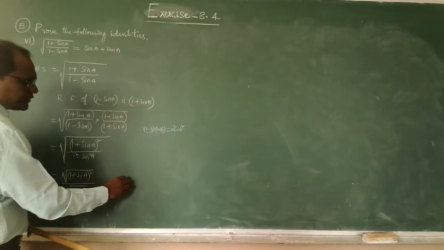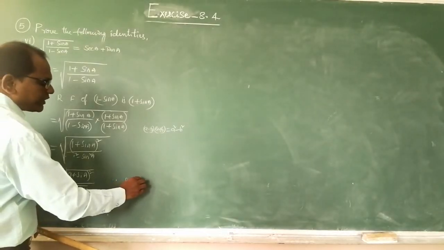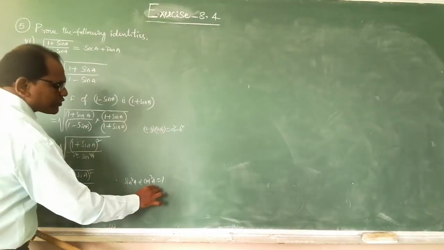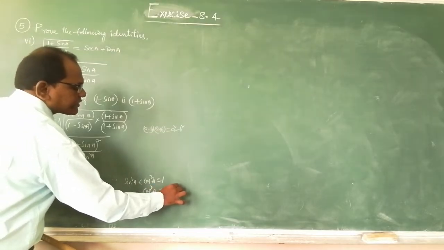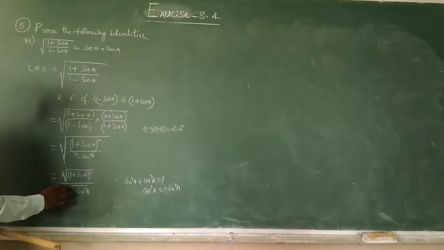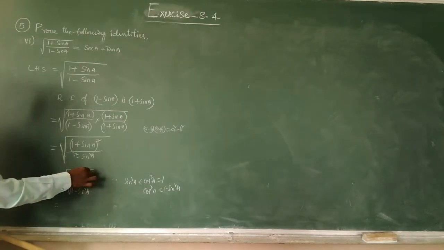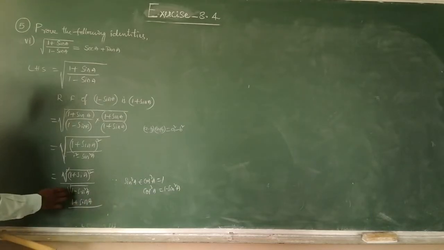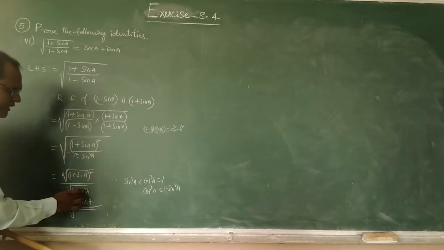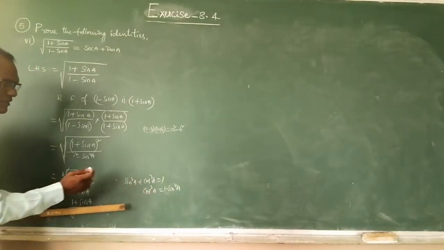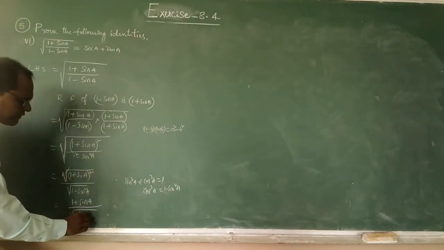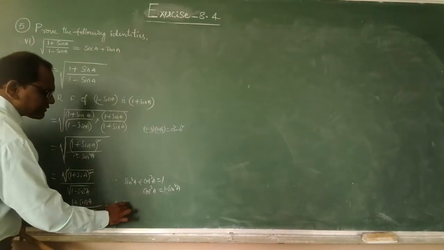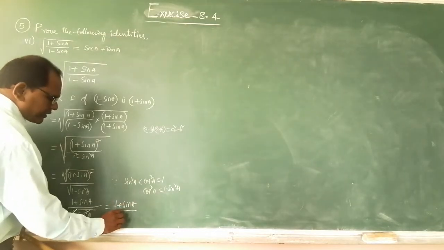What is the identity? sin square a plus cos square a equals 1. From this, cos square a equals 1 minus sin square a. Instead of 1 minus sin square a we write cos square a. Therefore the square root cancels with the square, and the balance is 1 plus sin a by cos a.